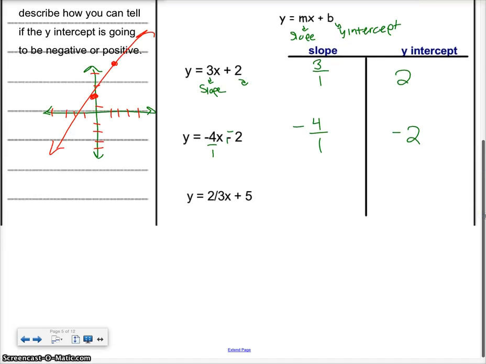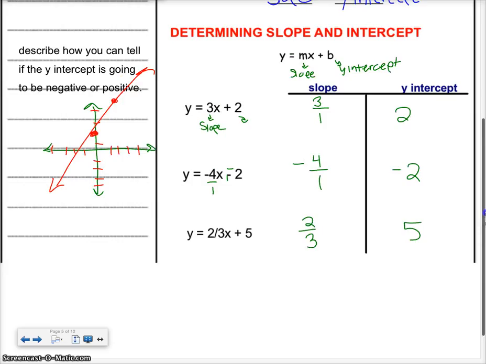Next one. What's the slope? What's before the x? 2/3. And what's my y-intercept? What's after the x? 5. Yep. And graphing is more tomorrow. I gave you a little preview of how I can use this information to quickly graph. We're not done though, but that's the biggest thing.